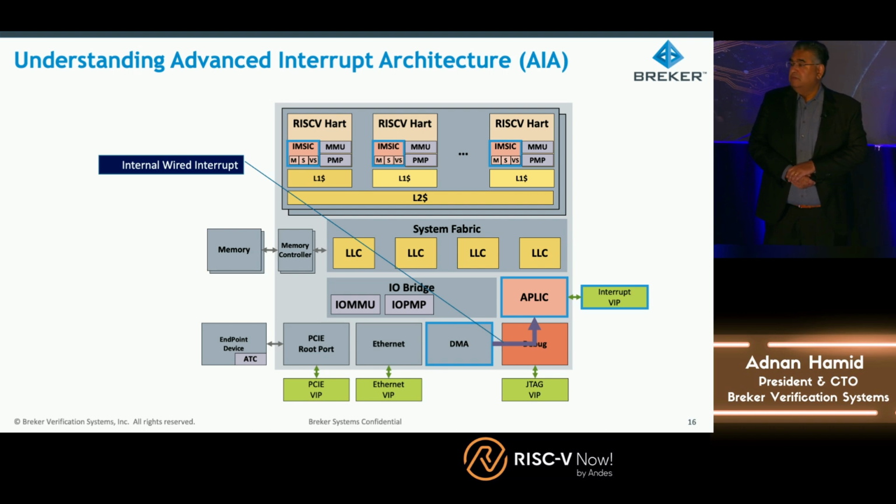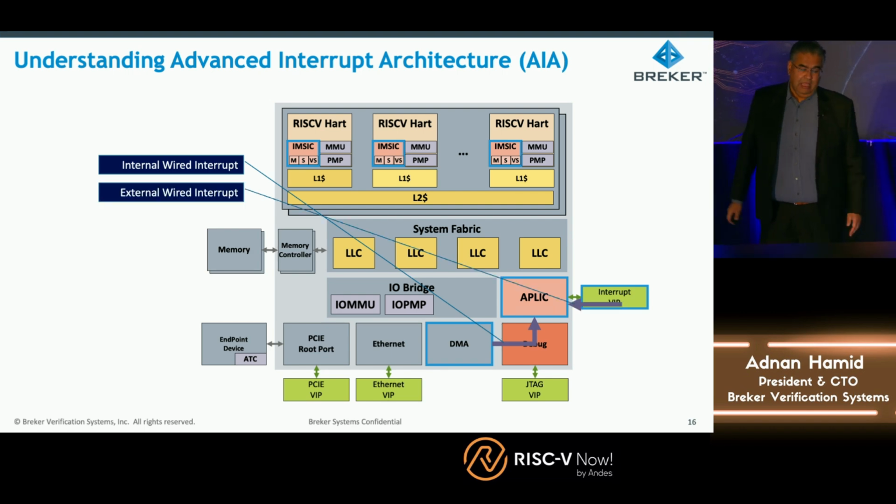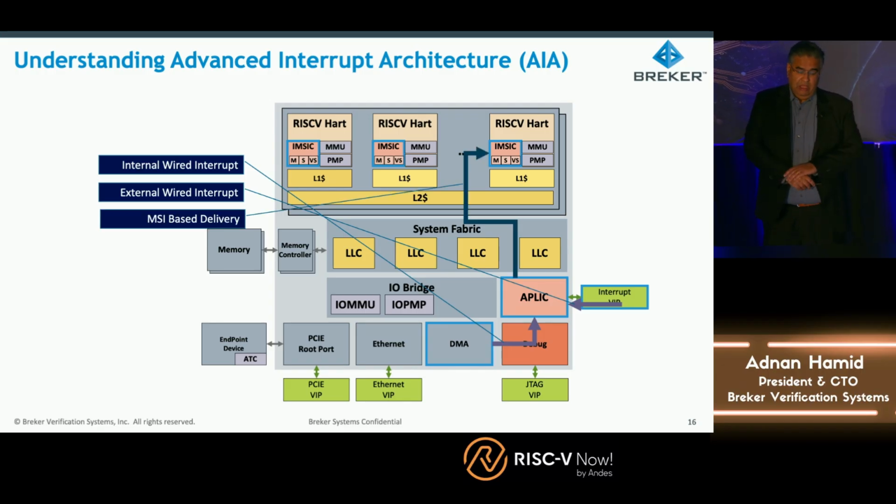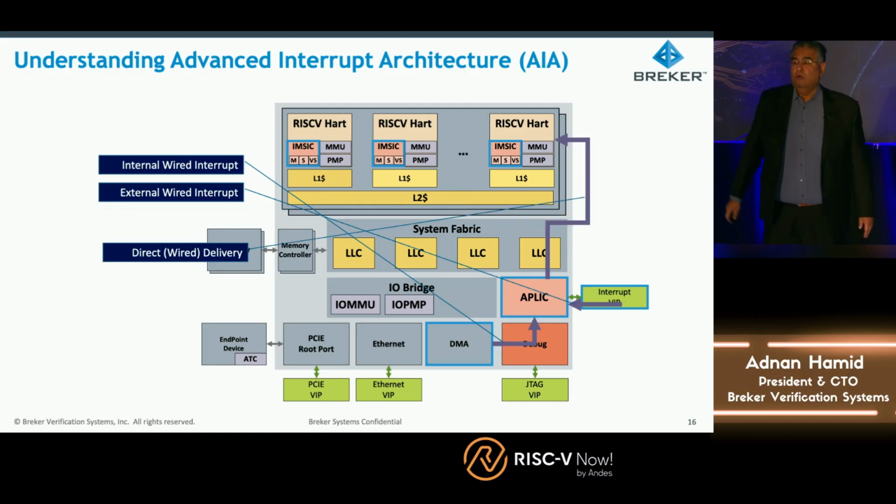Interrupts can come from some uncore IP, like a DMA, that'll go to the APLIC. Interrupts can come in from outside the subsystem. Those in turn can be delivered to the CPU either by doing a message signal interrupt, which means we're basically doing a memory write to this IMSIC, and that's how we tell it. Or there can be a special wired interrupt. And in a second, I'll talk to you about the pros and cons of each of those.